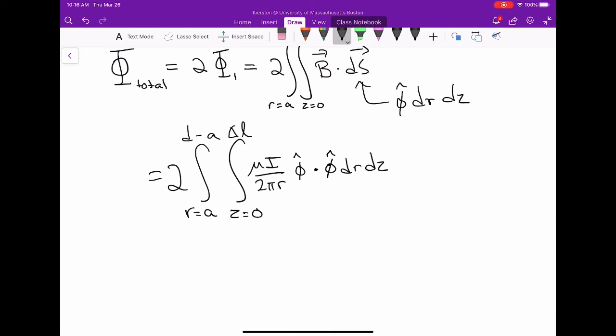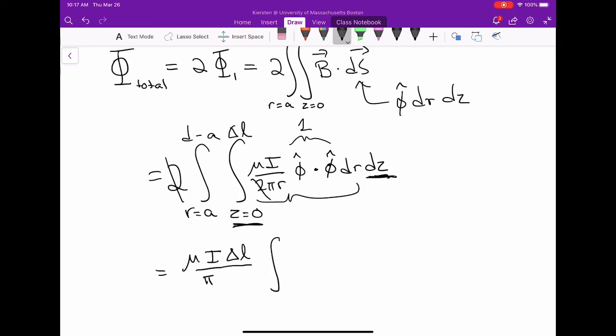We can move everything out to the front of the integral that doesn't depend on r or z, so let's do that to begin with. This 2 and this 2 cancel out, so we end up with mu I over pi. And let's also evaluate the z integral because nothing depends on z inside here. And we're also evaluating this dot product, which is equal to 1. So when we evaluate this z integral, we get a factor of delta L because we're evaluating something that is constant with respect to z along z equals 0 to delta L. So we've got delta L up there.